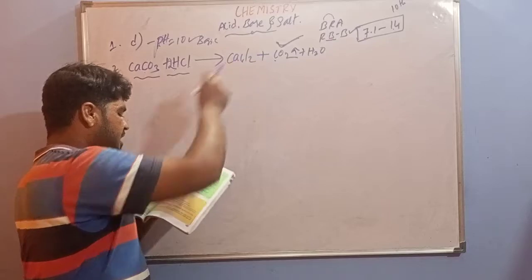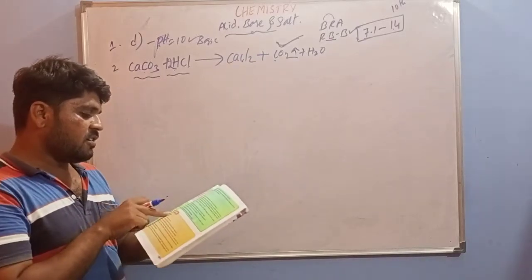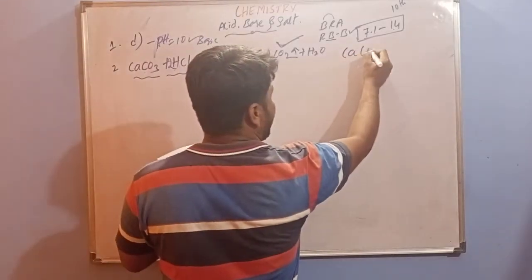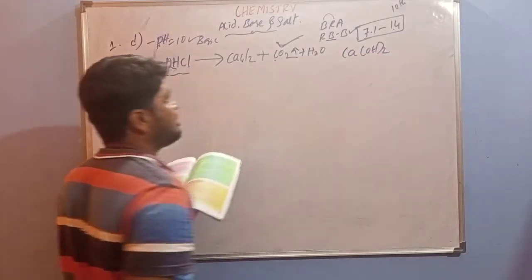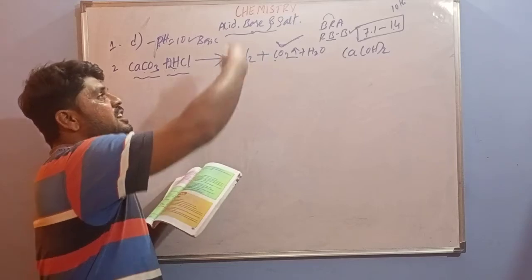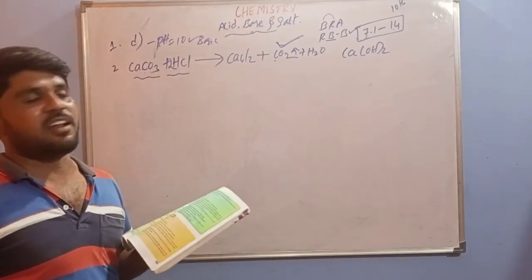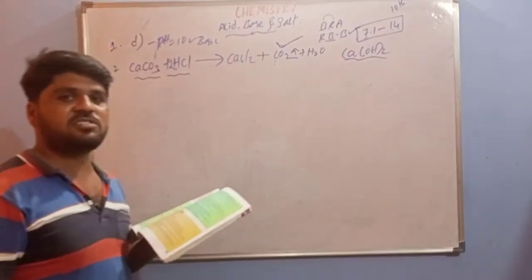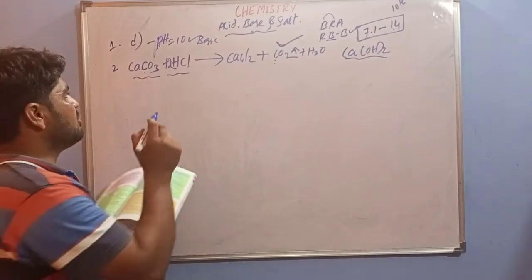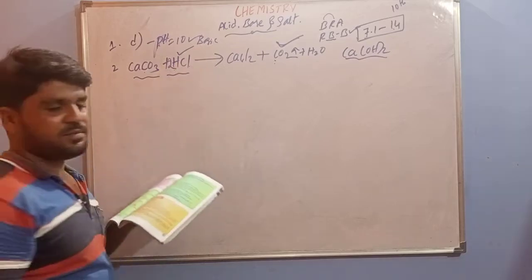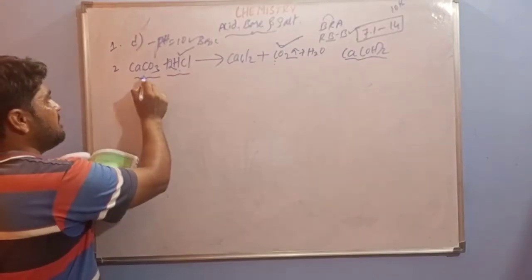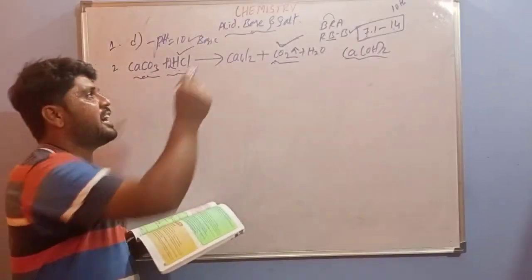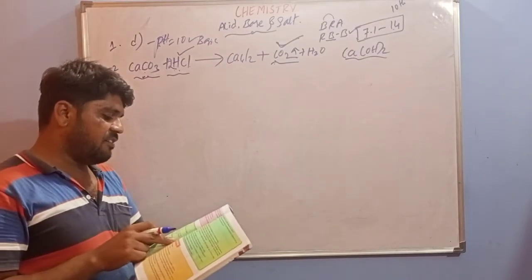When this carbon dioxide reacts with lime water, nothing but calcium hydroxide, the calcium hydroxide turns milky. When carbon dioxide reacts with calcium hydroxide, it gives a milky white color. So the correct answer is HCl. When HCl reacts with calcium carbonate, only then does it produce carbon dioxide. This gas is responsible for the milky white color.